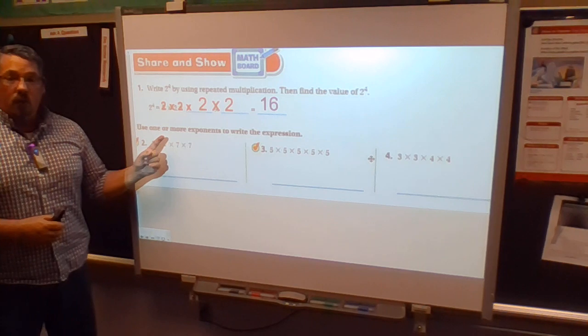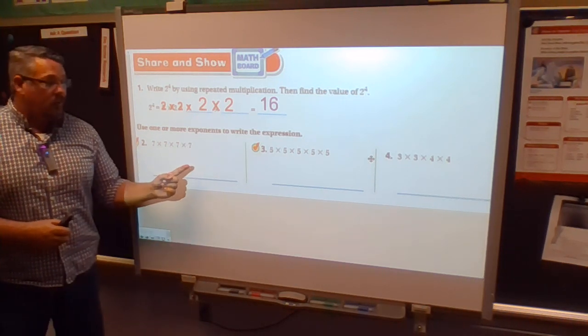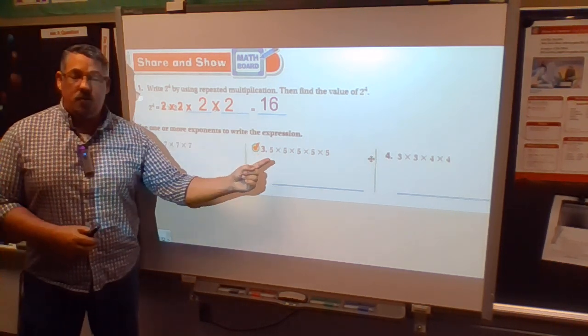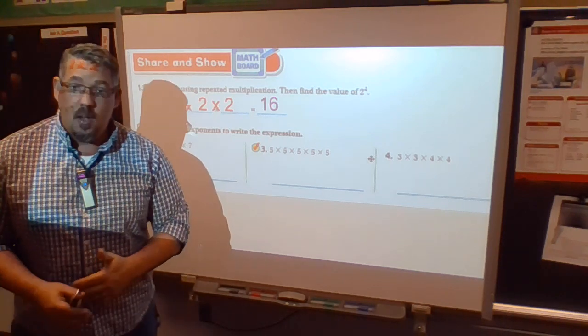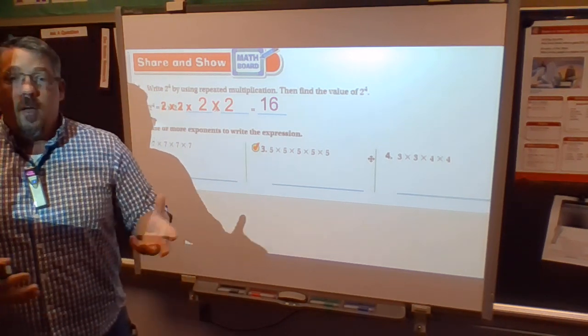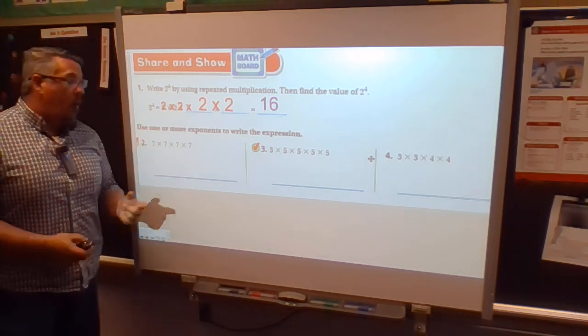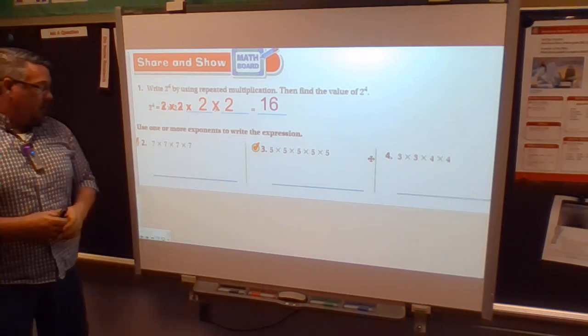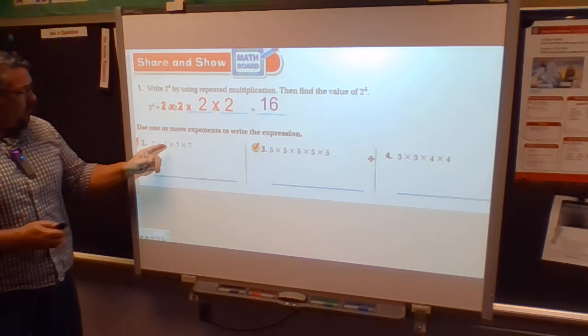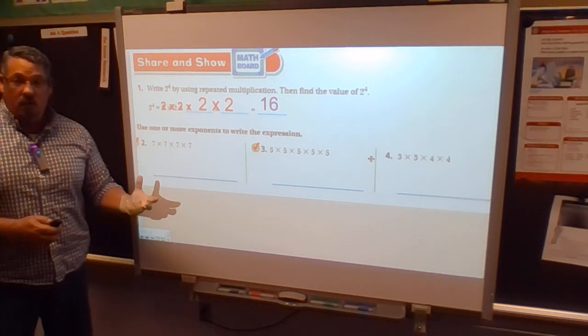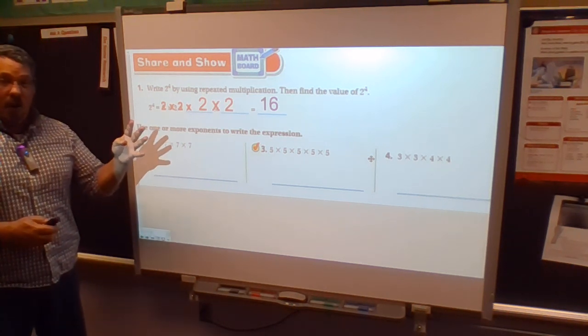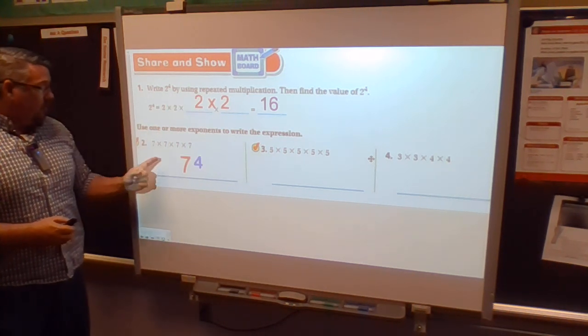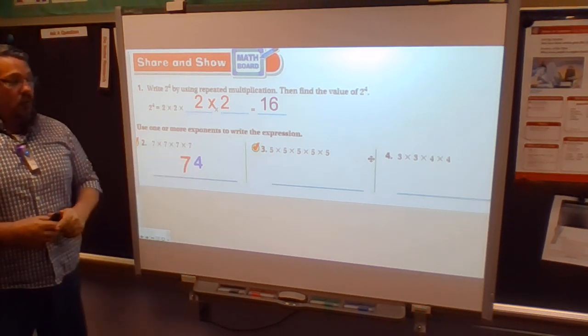This one wants us to go in reverse. Here's the math problem written out. Now I need an expression. Once again, an expression is a math problem without an answer. So I don't need the answer, I just need to know how it would be written as an exponent. So I have a base of 1, 2, 3, 4. I have 7 as my base, written 4 times. So my base is 7, 4 is my exponent.